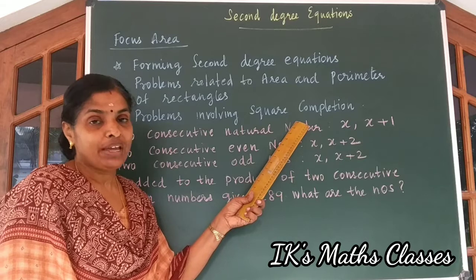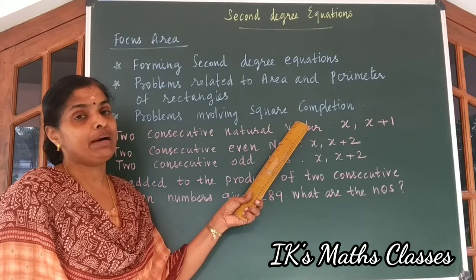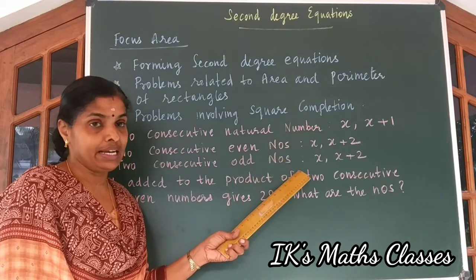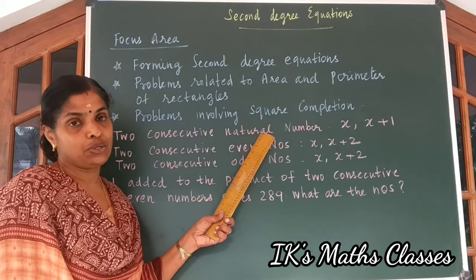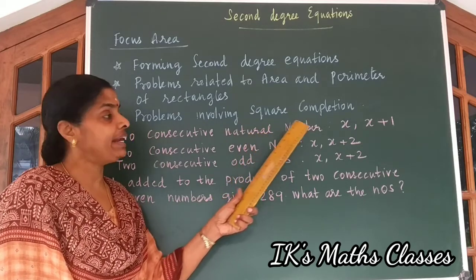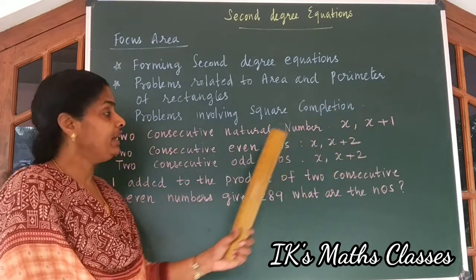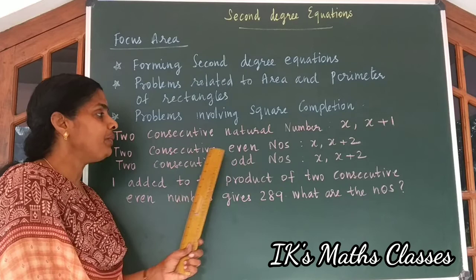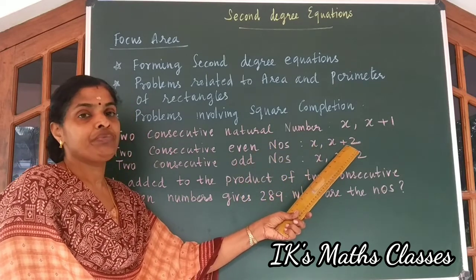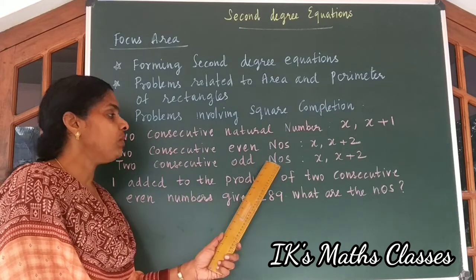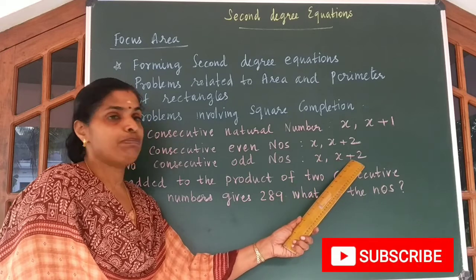Whenever we do second degree equation problems, we should keep in mind these three ideas. Two consecutive natural numbers are always taken as x and x plus 1. Similarly, two consecutive even numbers are x and x plus 2. Two consecutive odd numbers are also taken as x and x plus 2.